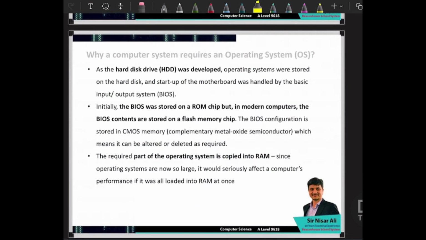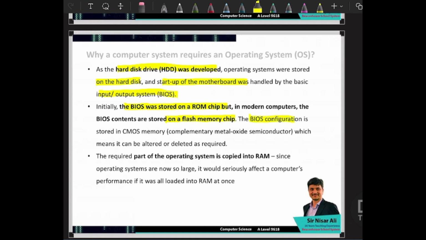And when the hard drive was developed, operating systems were then stored on the hard drive. And the startup of the motherboard was handled by the BIOS setup. So this was the first very important thing that came when the hard disk drive was developed. So there was a basic input and output system that played a role to start up the computer. And initially this BIOS was stored on the ROM chip, but in modern computers now it is stored on the flash memory chip. This is something which is new in our latest computers.